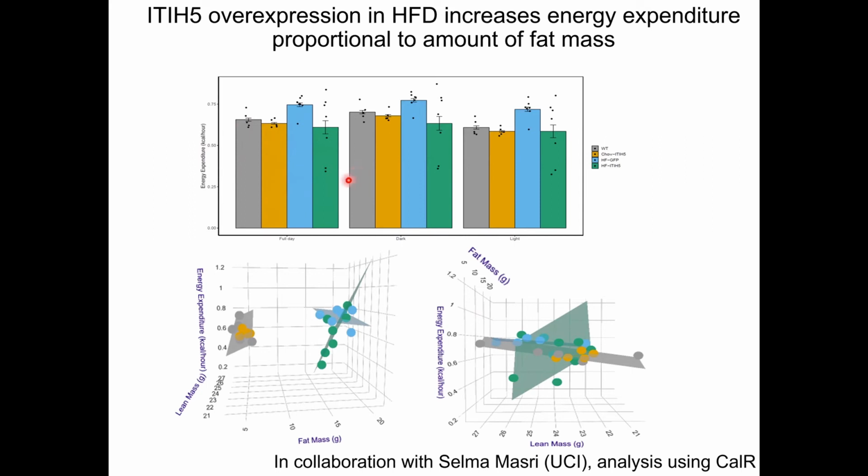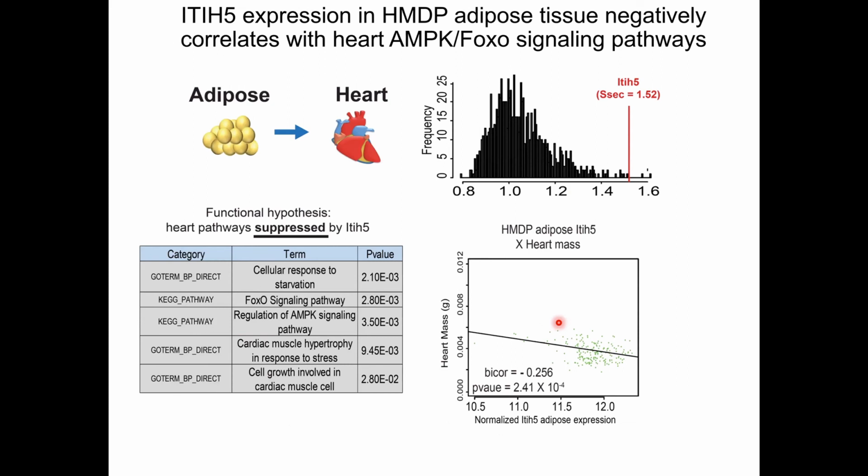But interestingly, when you look at energy expenditure with respect to the proportion of lean mass and fat mass within these groups, this is a within-group regression. In all of the other groups, with the exception of ITIH5, lean mass basically predicts the energy expenditure itself. However, in ITIH5, if you look at fat mass, the higher the fat mass, the higher the energy expenditure. Conversely, lean mass is going down, and as a consequence the energy expenditure is exactly the opposite. So the take-home message is we think this is making fat more efficient in an energetic context.